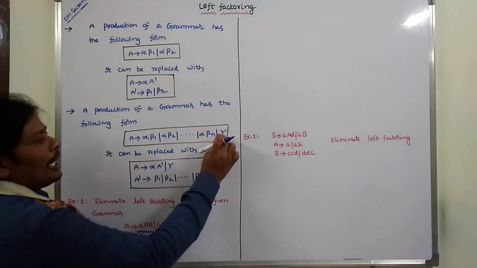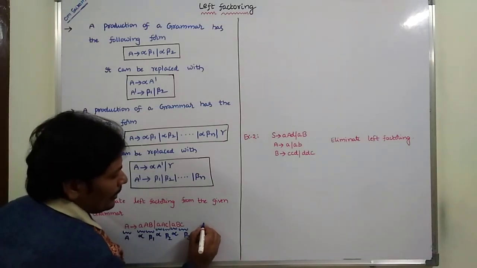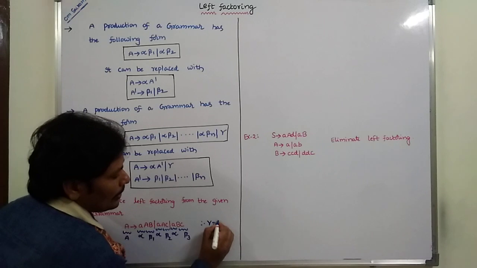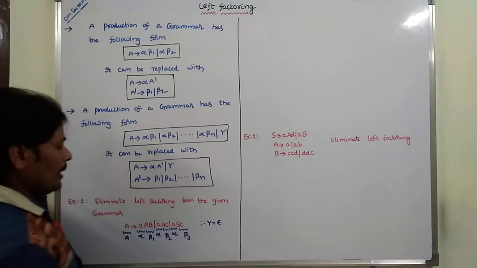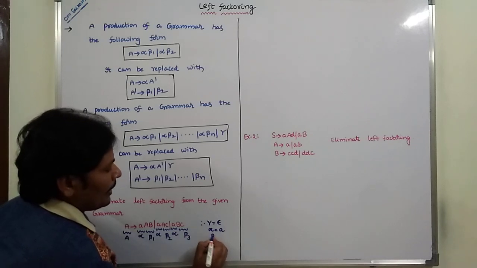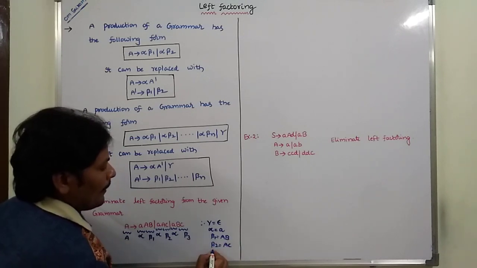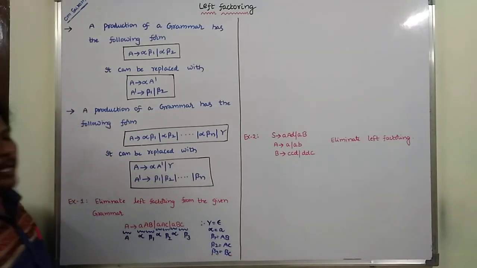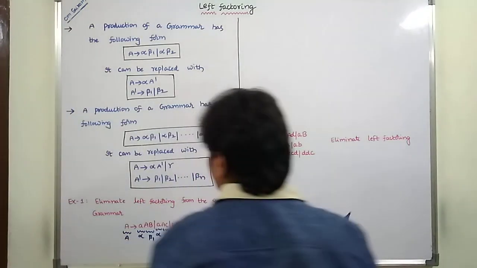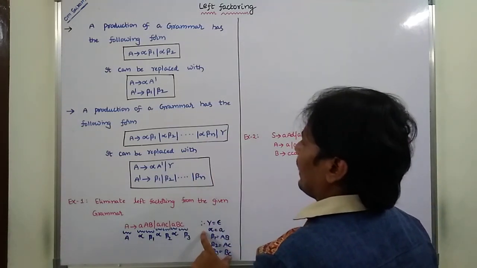Now here there is no gamma. Therefore gamma is equal to epsilon. Next, alpha is equal to A. Beta 1 is equal to AB. Beta 2 is equal to AC. Beta 3 is equal to BC. Now this production is compared with this production. So these are the values.